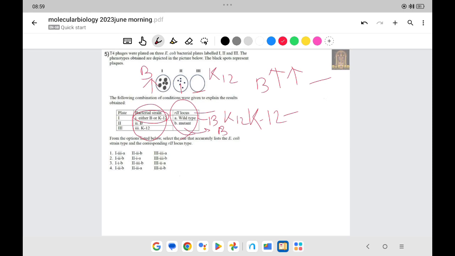Now let's go for the viral part. For the high infection, in the first figure, it can be both wild type and mutant. For the next one, because to infect the K12 strain we need the wild type, in the second case it must be the wild type of virus. And in the last case, no visible infection is present, so it must be the mutant one. So depending on the combination, the second option is correct.